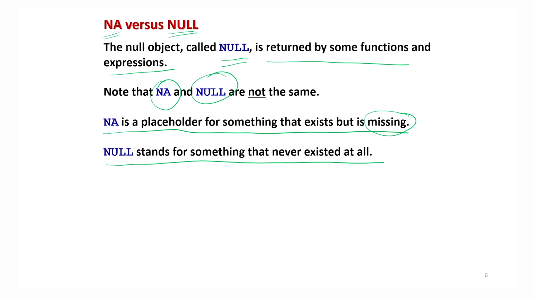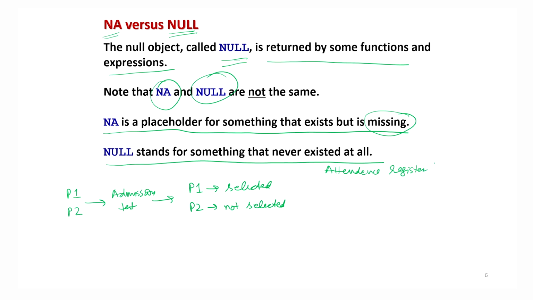For example, if I take an example, then you will understand it clearly. Suppose there are two persons, person number 1 and person number 2, and both of them appear in the admission test in a school. Person number 1 gets selected and person number 2 is not selected. Now, if you look in the attendance register of the school, whose name will be there, person number 1 or person number 2? The attendance register in the school will have only the name of person number 1, and person number 2 will not be there because person number 2 is not admitted in the school.